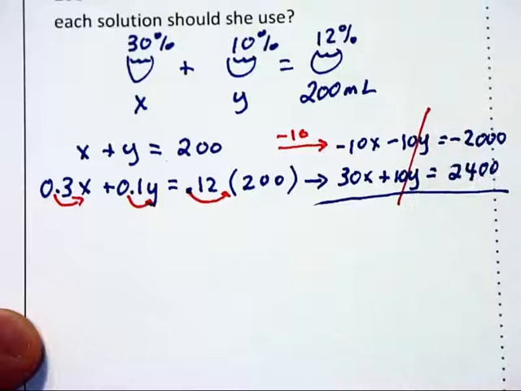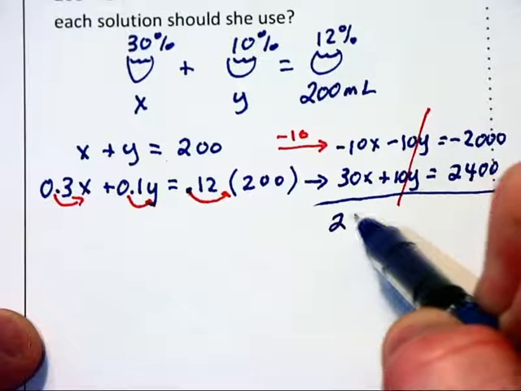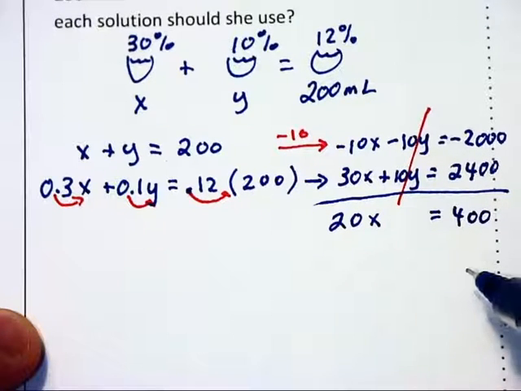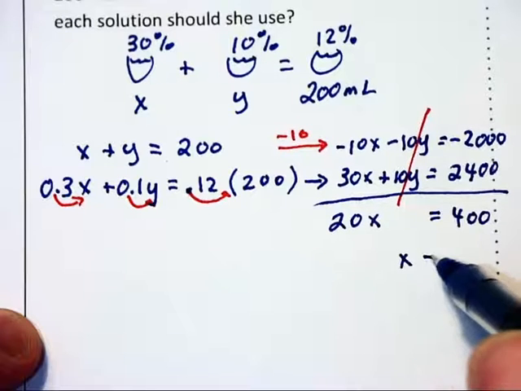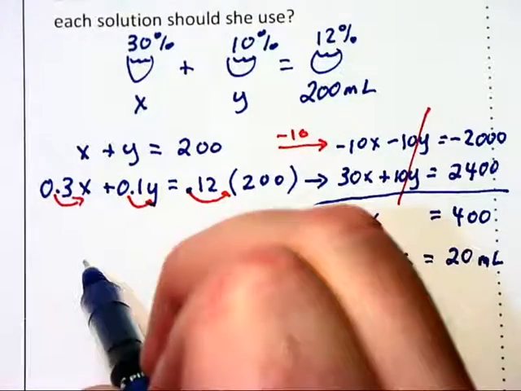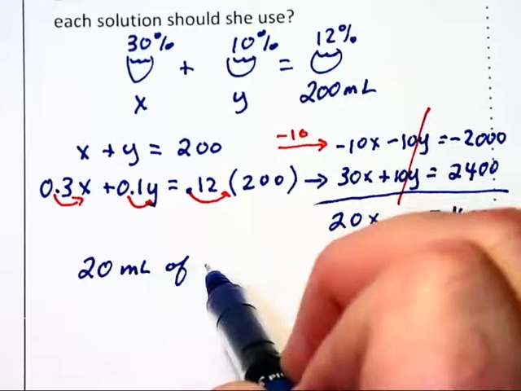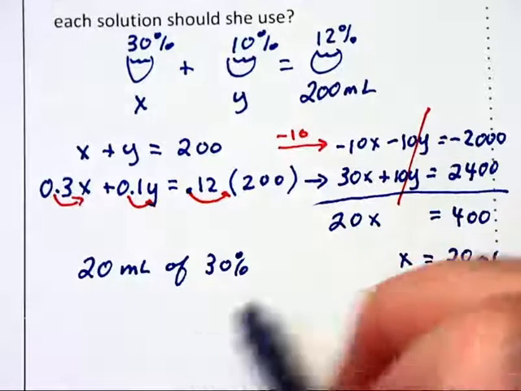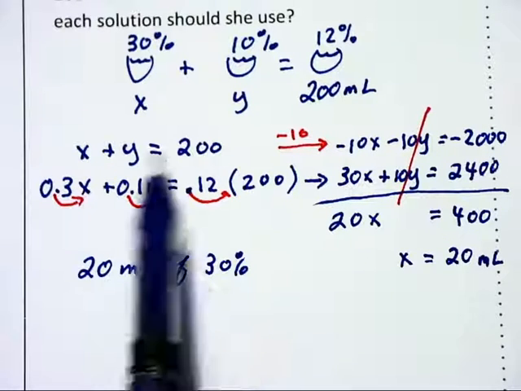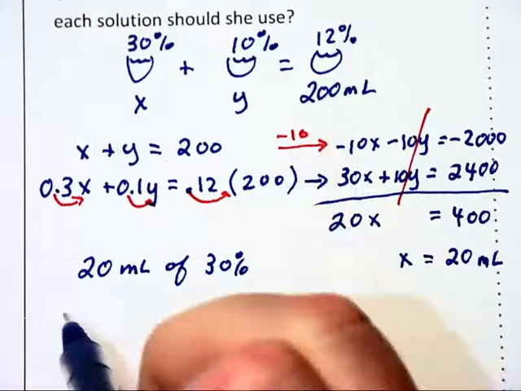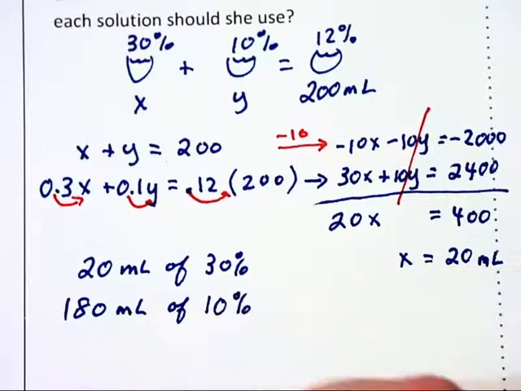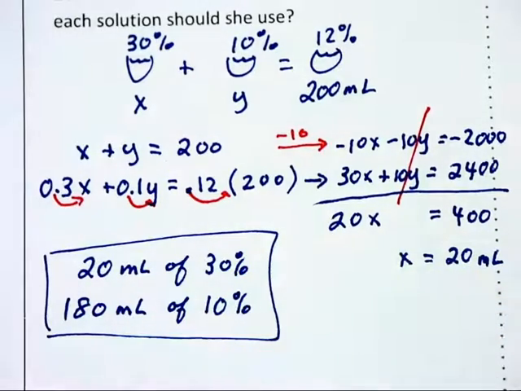These y's would cancel each other out, and we would have 20x is equal to 400. And dividing through by 20, we would have x is equal to 20 milliliters. That means we're going to have 20 milliliters of the 30% saline solution, and if altogether there are 200 milliliters, that means 180 milliliters will be of the 10% saline solution. And that becomes our answer to this word problem.